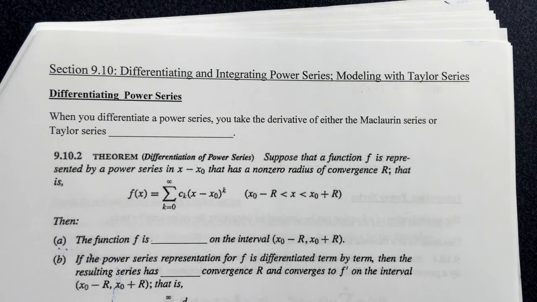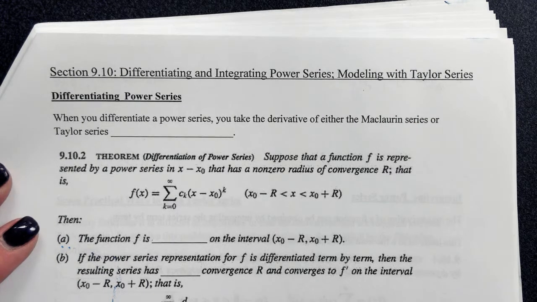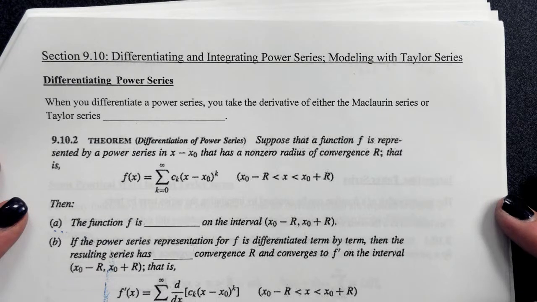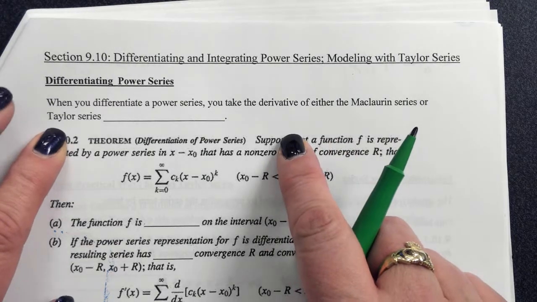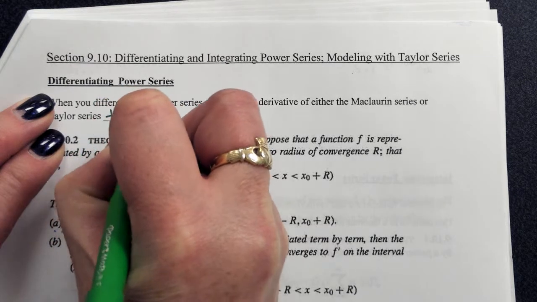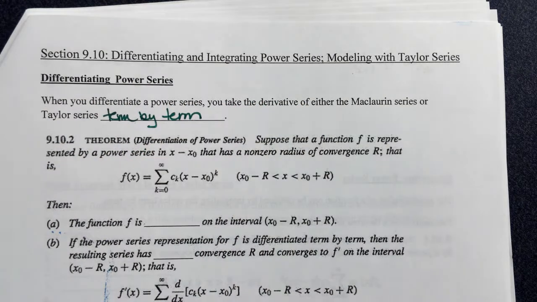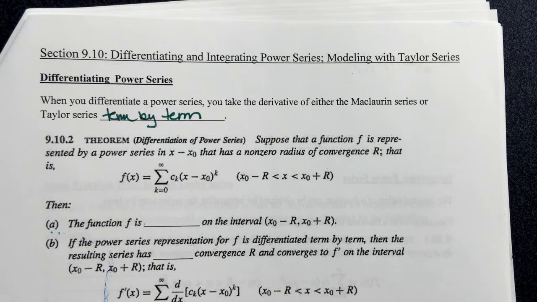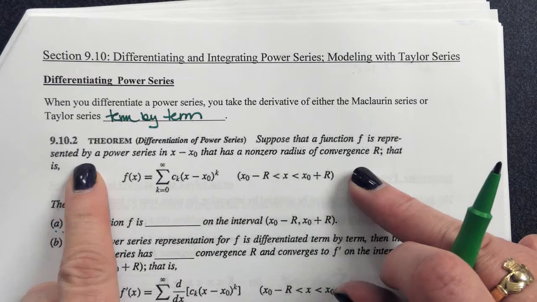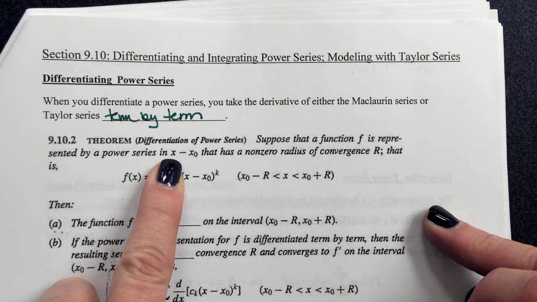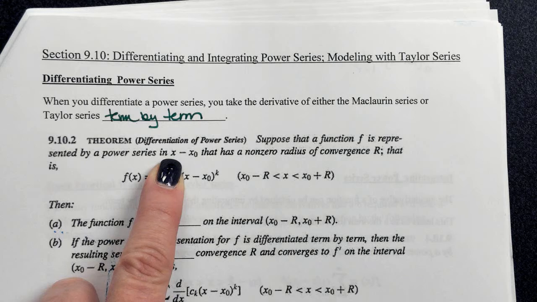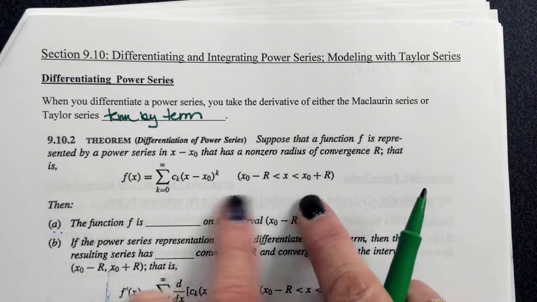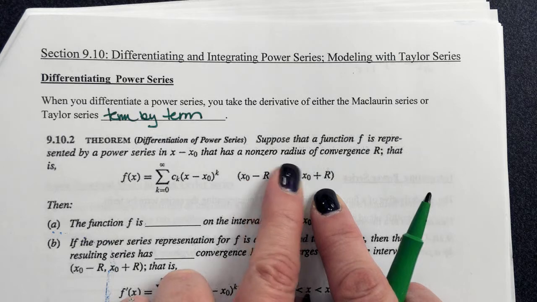We also are going to talk about how you can actually differentiate and integrate a Taylor or Maclaurin polynomial as well. So again, we can differentiate a power series. You can take the derivative of either a Maclaurin series or Taylor series term by term. So in order to differentiate or integrate a Maclaurin or Taylor, you simply have to do it term by term. Again, if you have a function represented by a power series, it applies for either a Maclaurin or a Taylor, whether the center is at 0 or not. Then again, remember, it has a non-zero radius of convergence.